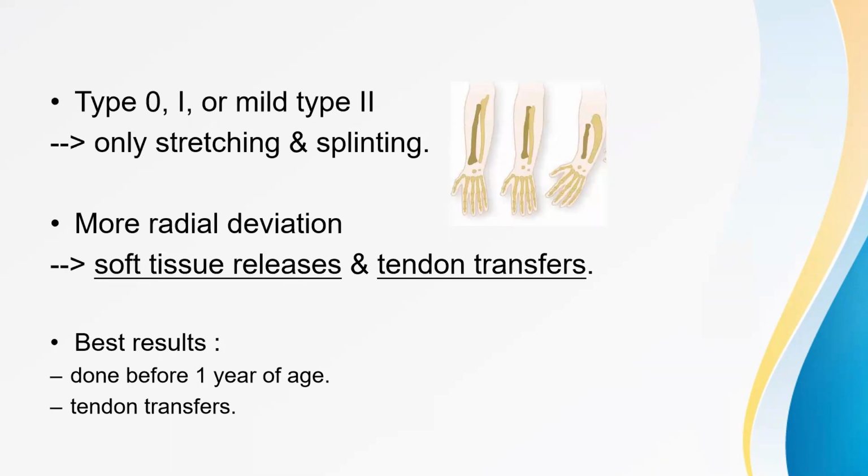Type 0, 1 or mild type 2 usually require only stretching and splinting. The more radial deviation we have, the more soft tissue releases and tendon transfers we will need. The best results of surgery usually are obtained when it is done before 1 year of age and with a combination of tendon transfer.